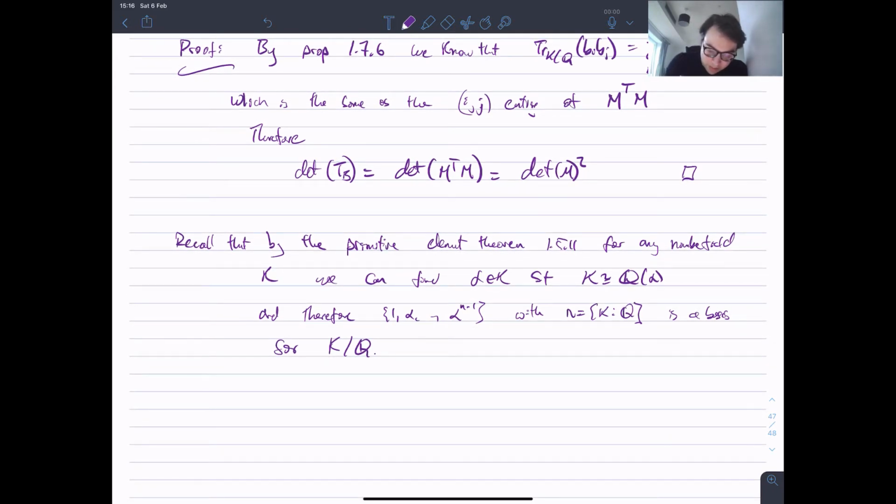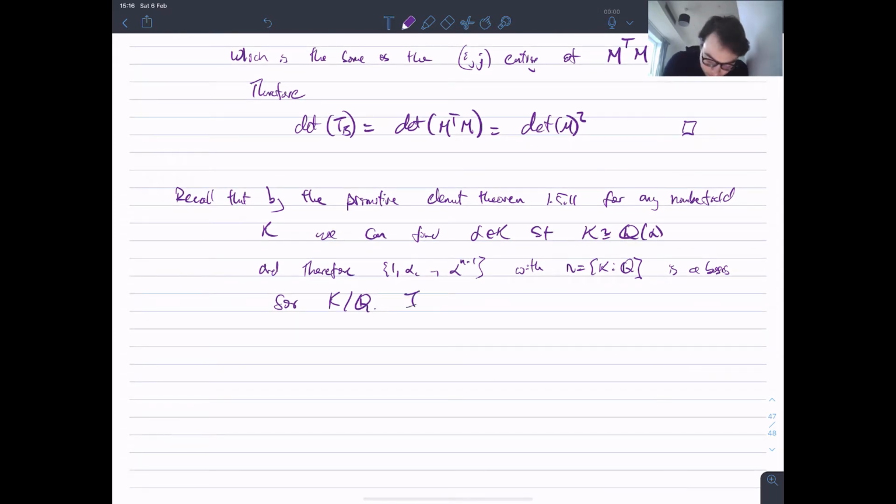For this specific basis, something that looks like this, just powers of some element, this is called a power basis. The discriminant can be computed quite easily. In this case, we have proposition 2.2.17. Let K be a number field.